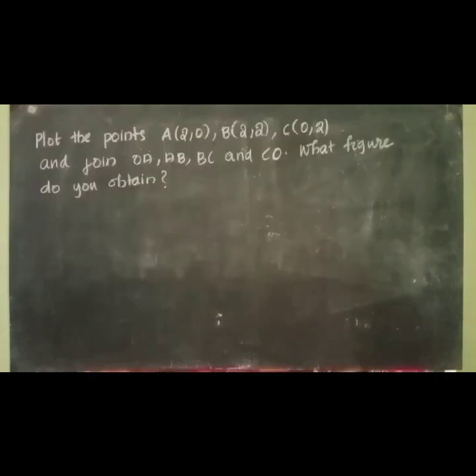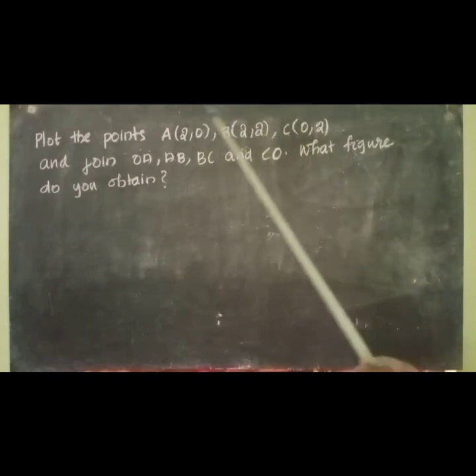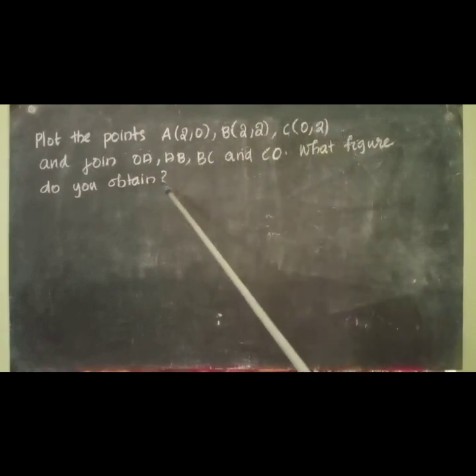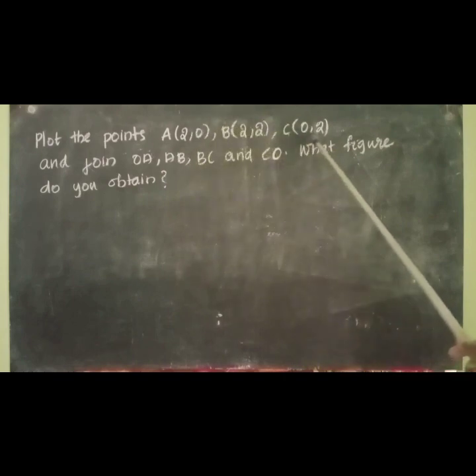Next question: plot the points A (2, 0), B (2, 2) and C (0, 2) and join OA, AB, BC and CO. What figure do you obtain? First question is plot the points. There are 3 points given that we need to plot on the Cartesian plane. You have studied how to plot the points on the Cartesian plane. So let us plot it.